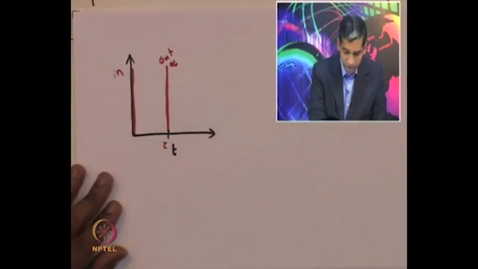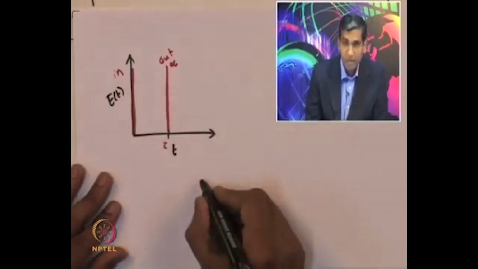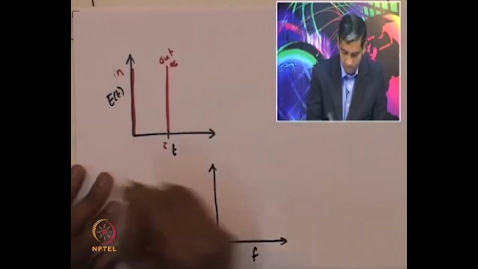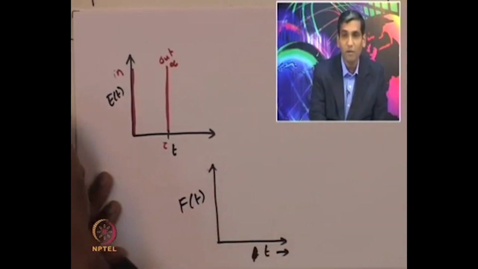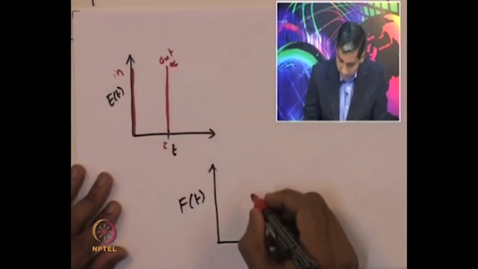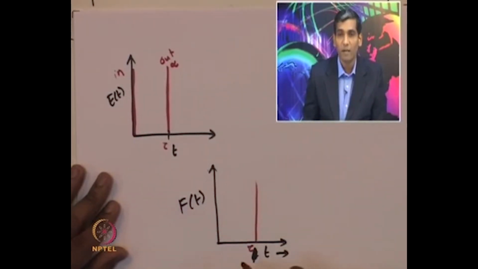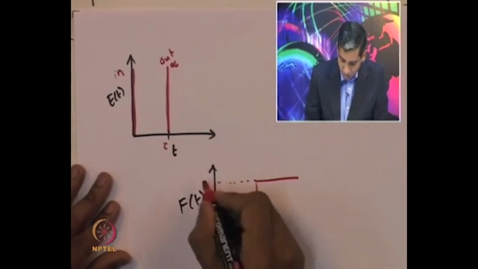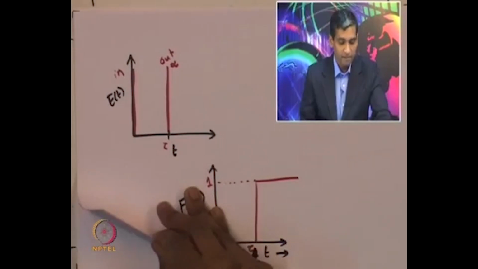Okay. Now, this is the E curve, and suppose I look at the F curve of the reactor, then exactly at t equal to tau, that is the space time or the mean residence time of the plug flow reactor, the F value will be exactly equal to 1. So, that is the E curve and the F curve for a plug flow reactor.